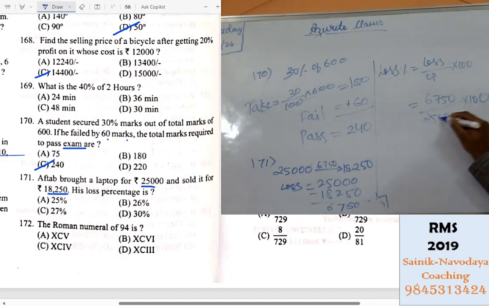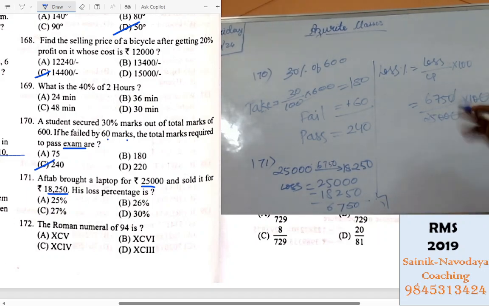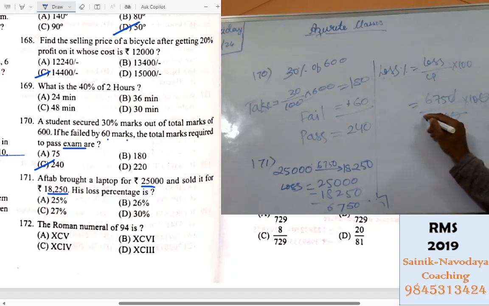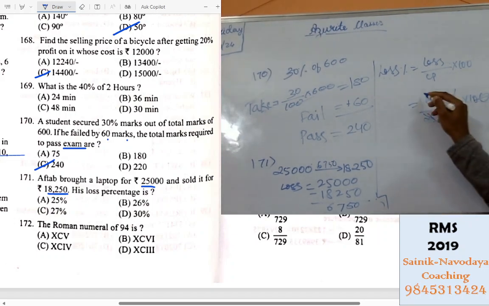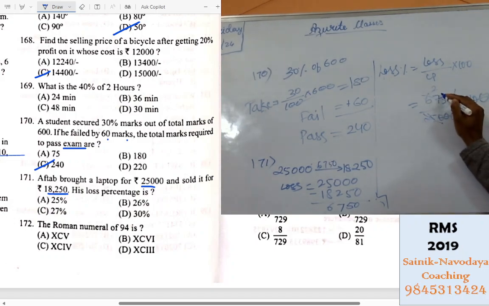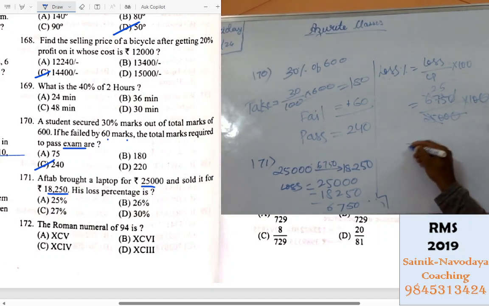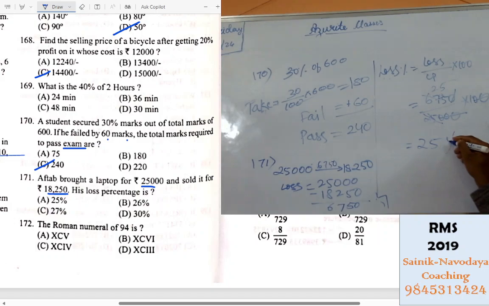Yes, here 3 zeros are there, here 1 zero, here 2 zeros. Cancel. Now 25 how many is? 25 ones are 25, 25 twos are 50, 12 will be remaining, 25 fives are 125. So loss percentage is how much? 25%. So option is A.